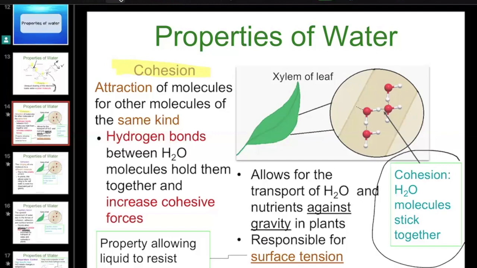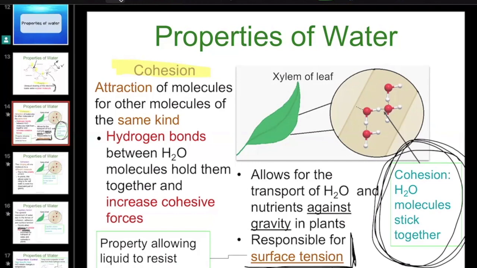This is another reminder: cohesion is H2O molecules sticking together, right? So it's like little kids holding hands, that's what cohesion is. We talked a little bit about surface tension. So this property, this cohesion, this hydrogen bonding, is responsible for surface tension.